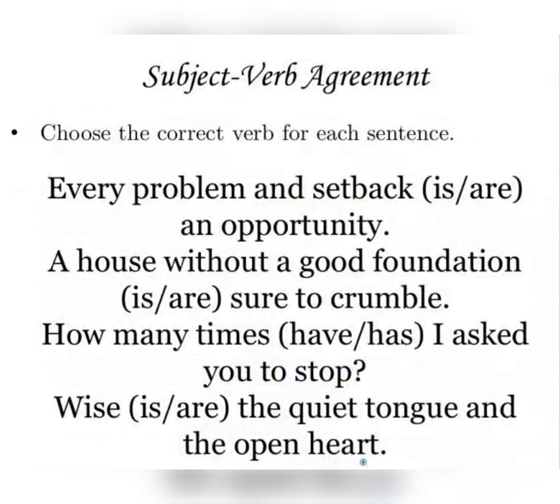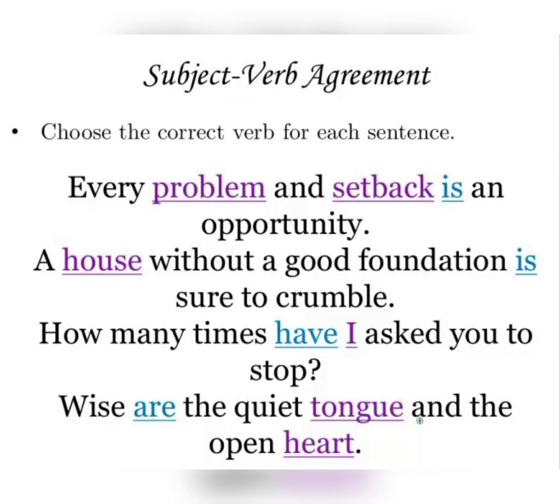All right, see if you can choose the correct verb for each of these sentences to make sure that the subject and the verb agree. Every problem and setback is or are an opportunity. A house without a good foundation is or are sure to crumble. How many times have or has I asked you to stop? Wise is or are the quiet tongue and the open heart. Take a good look. Pause the video if you need to.